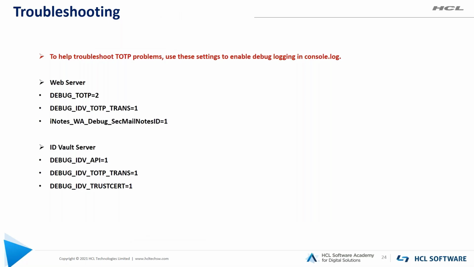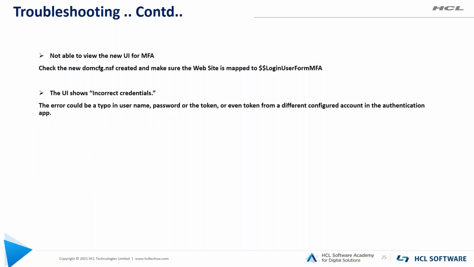Let's look into some troubleshooting steps. Here are some debug parameters to be added on the web server and ID Vault server in case of any issue with multi-factor authentication. When you come across any issue with TOTP-based authentication, we request you to add this debug, reproduce the issue, and upload the console log to the HCL support case to investigate the issue further. Moving to the next slide.